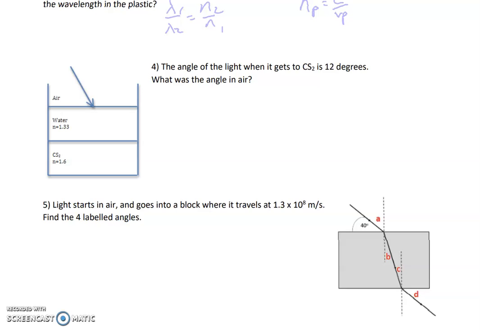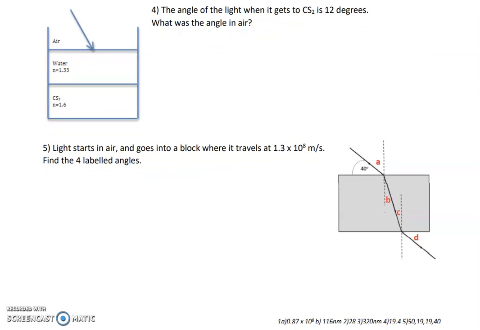All right. Then number 5. We've got light that starts in air, and then it goes into a block where it travels at 1.38. So what you could do is find the index for the block. That might come in handy. They're going to find the four labeled angles. So find the index of the second material, the block. Then, since it starts in air, use the index for air. Use Snell's law to figure out what the second angle would be, and then it's basic geometry as to which angles would belong where. Okay, so that should work out really nicely.